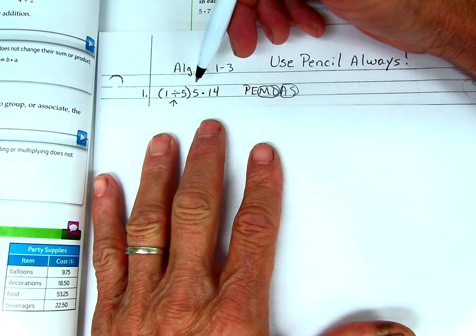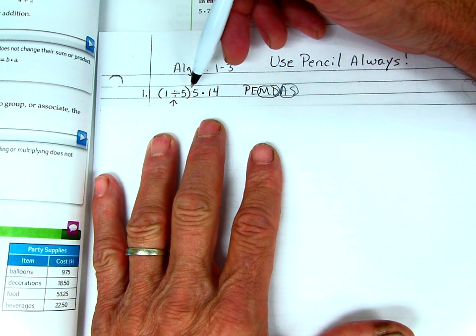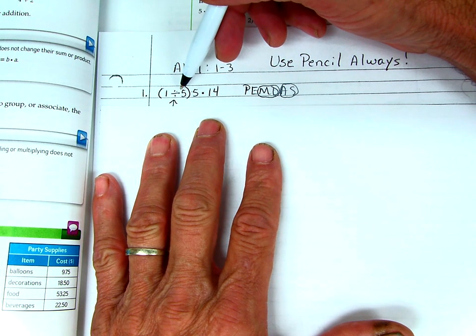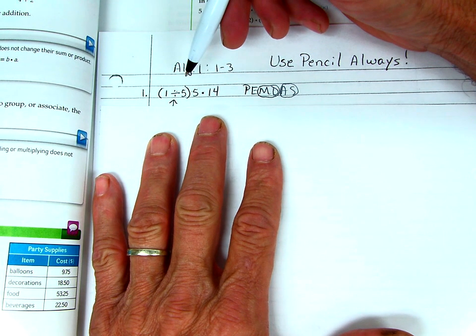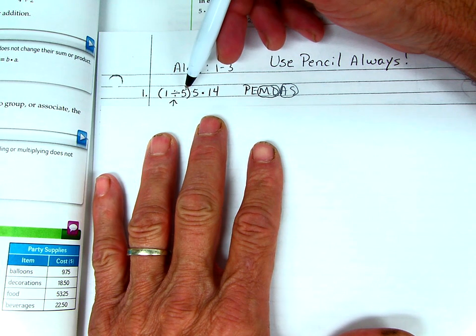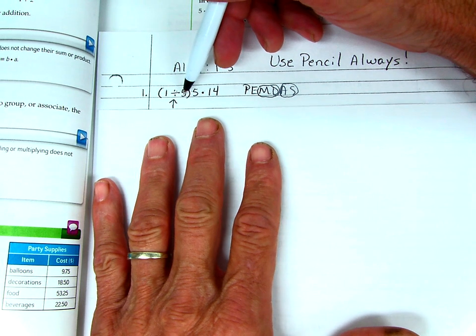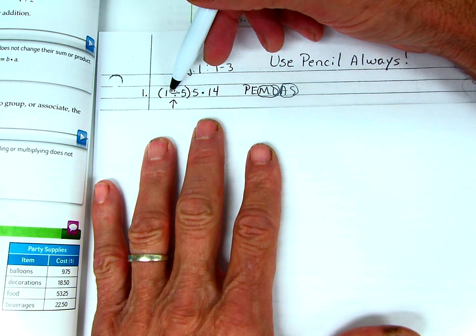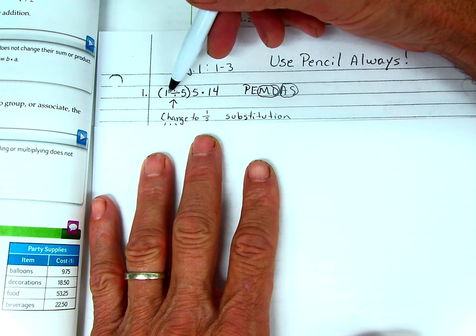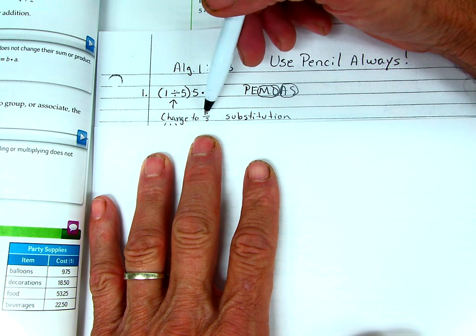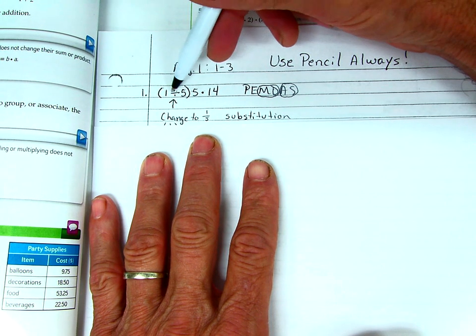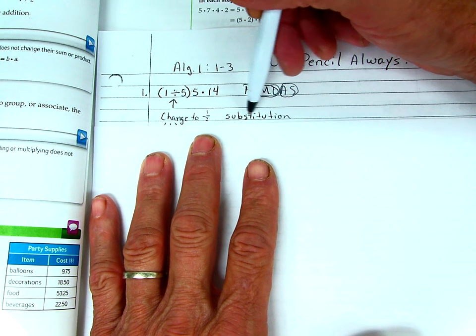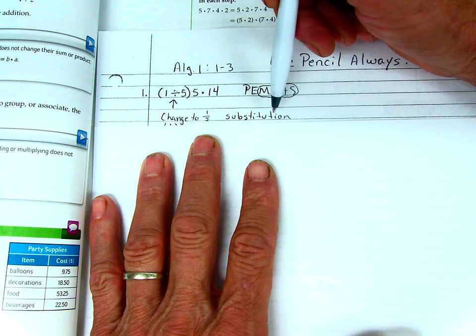1 divided by 5. This is kind of a tricky one because I already see what they're trying to get at here. 1 divided by 5 is 0.2, but that's not the direction they want us to go. What we're going to do is change 1 divided by 5 to 1 over 5. I changed the form of this, and I'm going to use substitution.